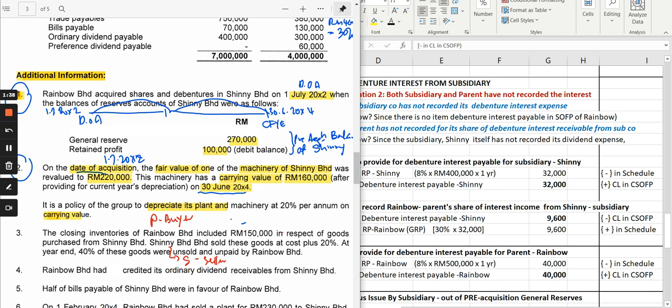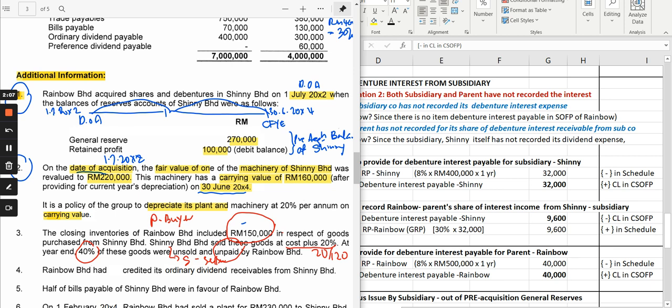Shini sold these goods at cost plus 20%. Cost plus 20%, this refers to 20 over 120, which is the markup. At the year end, 40% of this good, which is the goods that were purchased by Rainbow from Shini, was unsold, and that was also unpaid. So there will be two adjustments that are needed here, and that is going to be related to this figure.